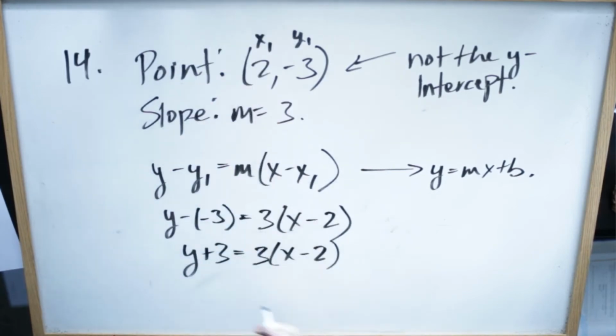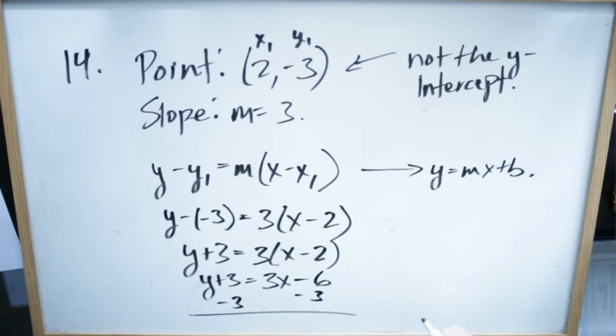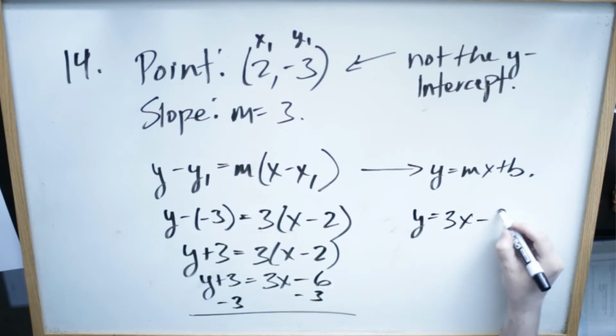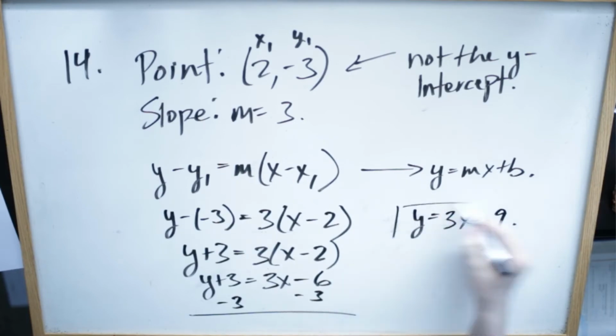I'm going to multiply this all out. So we've got y plus 3 is equal to 3 times x, so 3x. 3 times a -2 is a -6. And now I'll subtract 3 from both sides. Okay, I'm running out of space, so I'll come up here. What we have is y equal to 3x, -6 minus 3 is going to be a -9. Okay? So this right here is our final answer. y is equal to 3x minus 9.